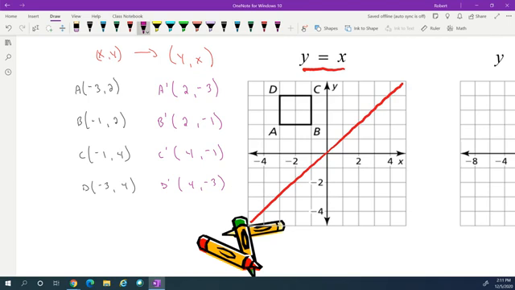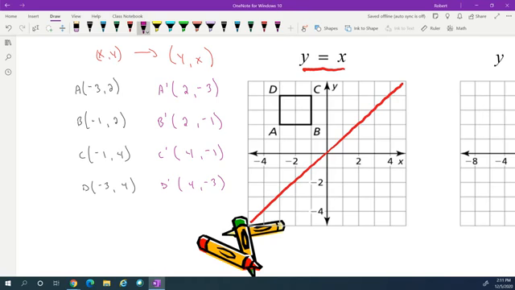Now, in that mashup video, they showed you how to do it by counting. But the end result is follow the rule. The rule for y equals x says take your x and y and just switch them, make it y, x. So that's what we did.